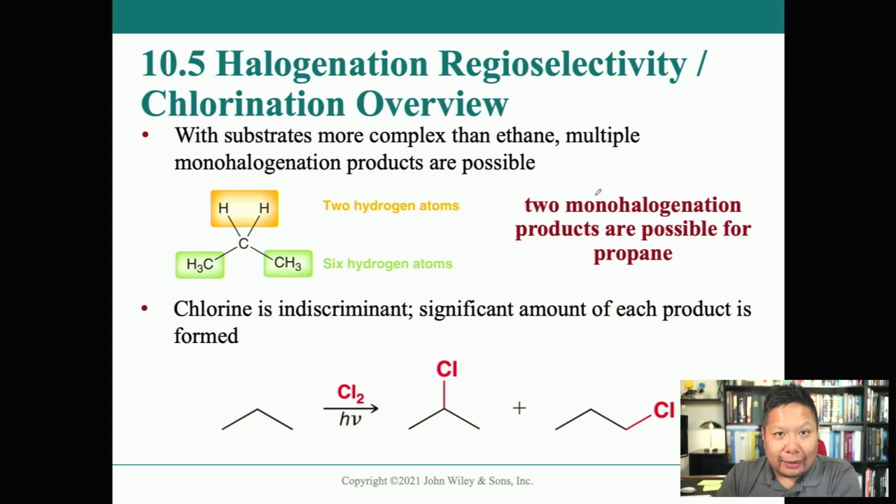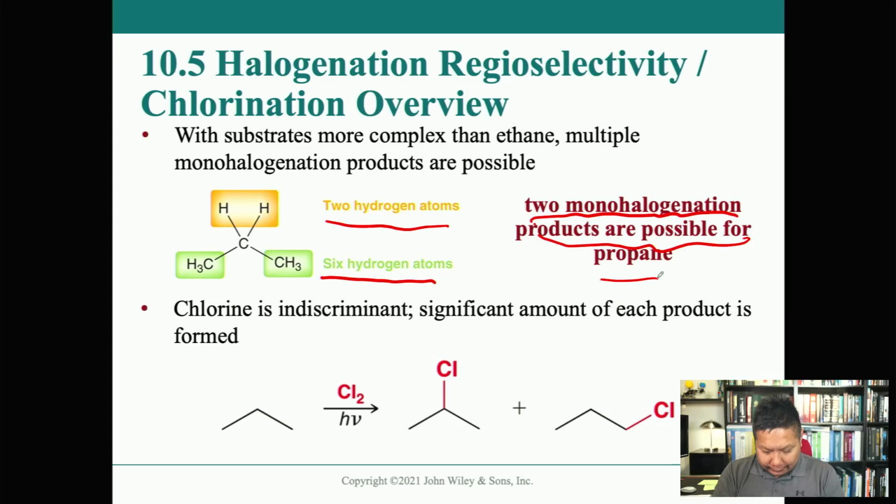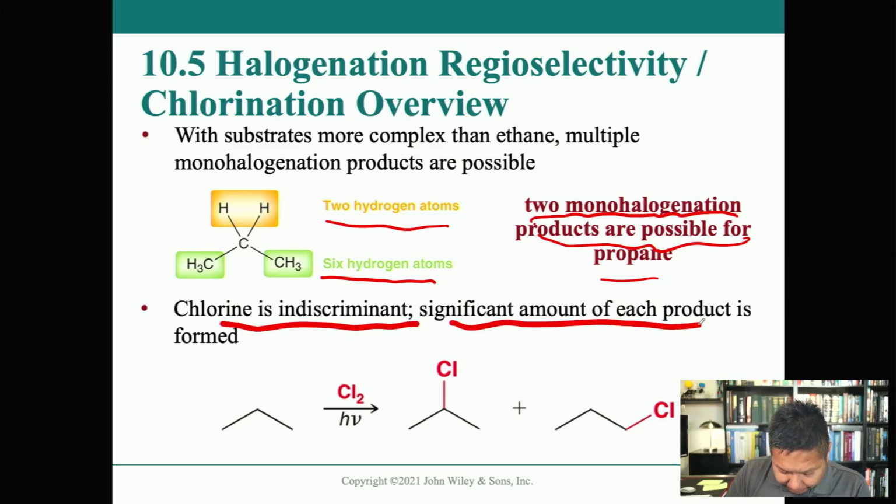Okay. With substrates more complex than ethane, multiple monohalogenation products are possible, right? Because you got two hydrogens here that you can get a hydrogen abstraction from, and then from the methyl groups you can get 6 hydrogen atoms abstracted, right? So 2 monohalogenation products are possible just from propane. Okay. Chlorine is actually indiscriminate. A significant amount of each product is formed. Right? You get this product here, and you get this product, right? You get this product and this product.